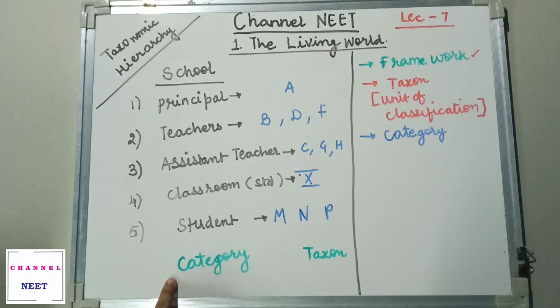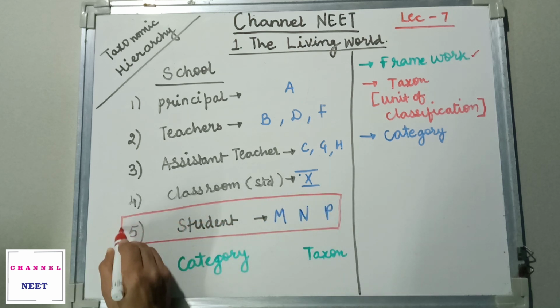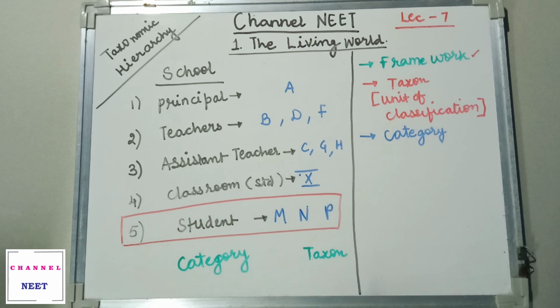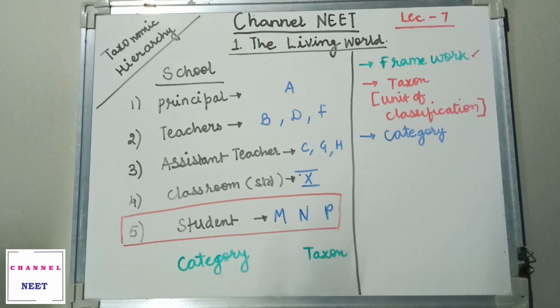Fine, done. Now what is a taxon? As we discussed, it is a unit of classification. So student here becomes a unit. So you have category at one side and taxon at the other side. So students becomes your unit.